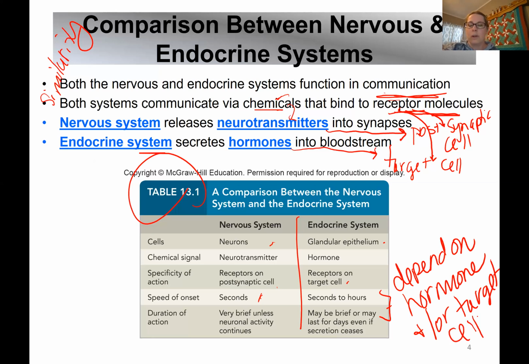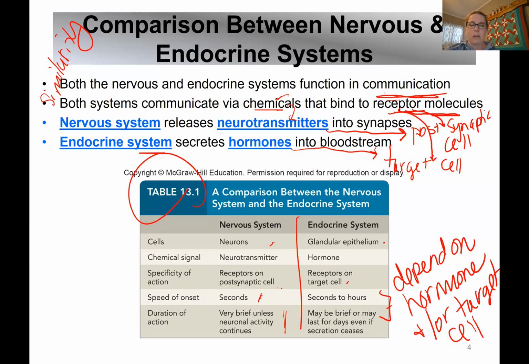It could be a really fast reaction, or it could take hours. It could be very brief, or it could last for days. It just depends. With the neurotransmitters, if that signal isn't continually sent, that message is going to be very short-lived. But if it can be continuously sent, it can be prolonged. But when the message goes away, the response stops.